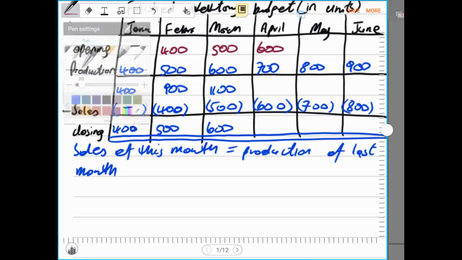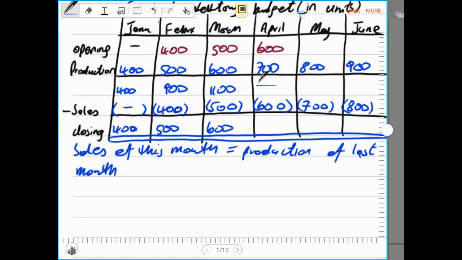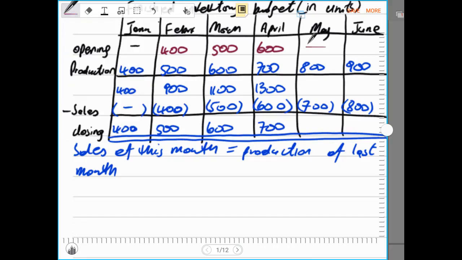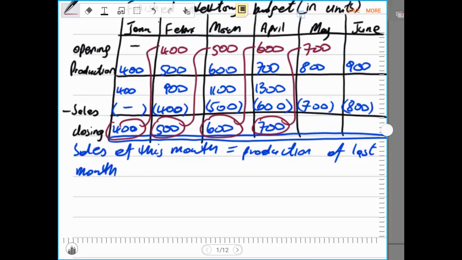Then 600 we add 700, this will give us an amount of 1300. 1300 less 600 will give us 700. Then 700 becomes opening balance, and opening balance will be 700. Remember, all the opening balances, they are coming from here. Here the closing balance becomes an opening balance of the next month. So now that's where all these are coming from.